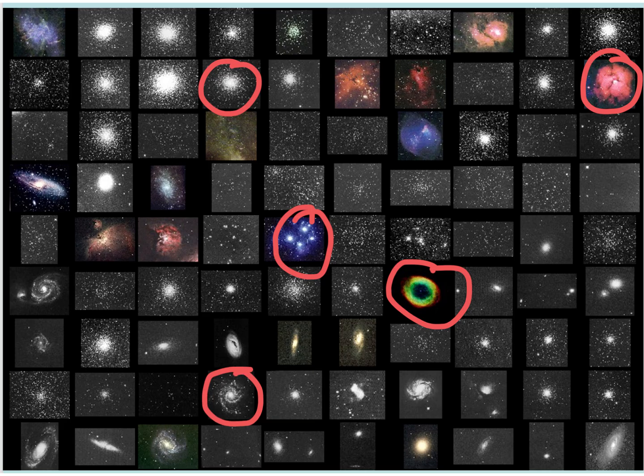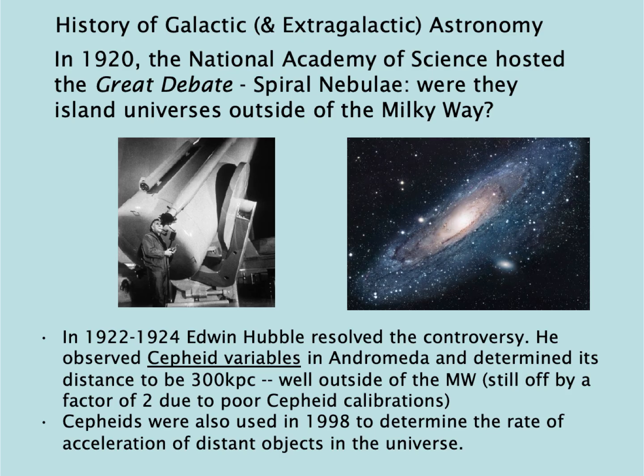There are also other types of galaxies beyond just spirals. People in Messier's times, though, did not understand that these other galaxies were not part of the Milky Way. They just thought that galaxies were nebulae within the Milky Way. In 1920, the National Academy of Science hosted a debate about what were called spiral nebulae, challenging people to argue whether they believed these objects were part of the Milky Way or whether they were what were called island universes outside the Milky Way.